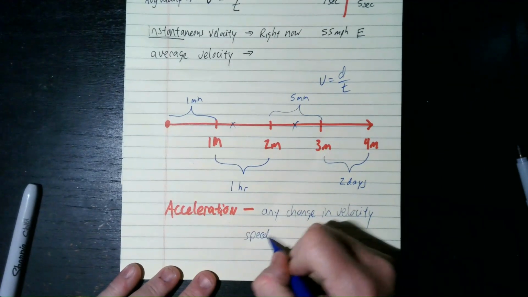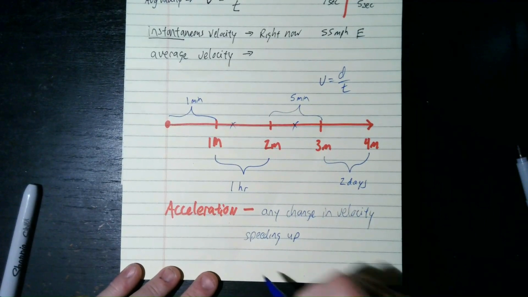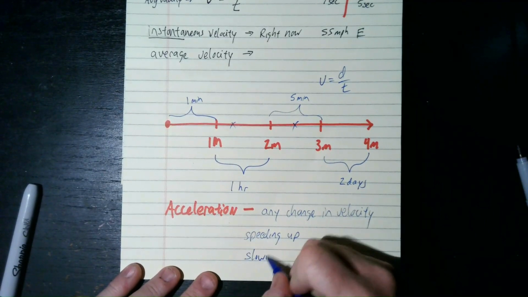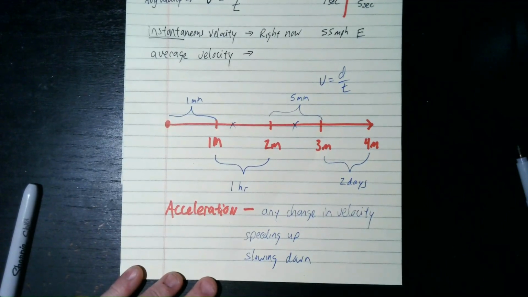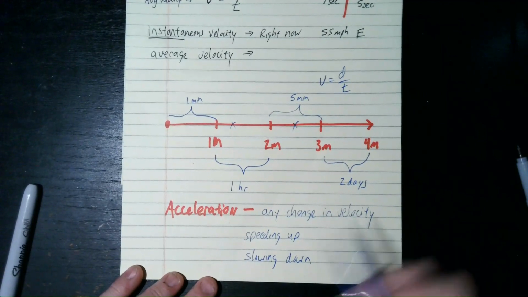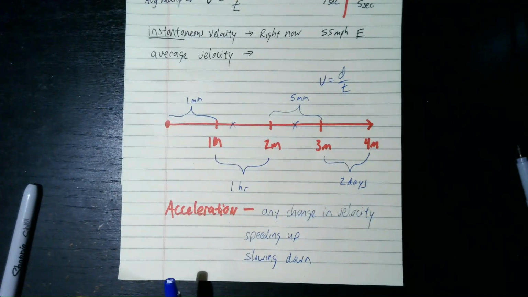Typically, we think about acceleration as this. You're going faster. You press the gas in your car and you speed up, you accelerate. However, putting your foot on the brake is also an acceleration because you are changing your velocity. You are slowing down. You're covering less distance in the same amount of time. So speeding up and slowing down are both examples of acceleration.